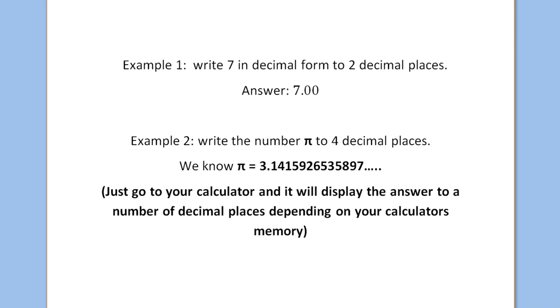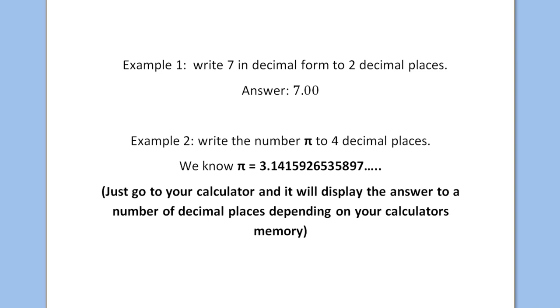Example 1. Write 7 in decimal form to 2 decimal places. The answer is 7.00. We only add 2 zeros because the question says write it to 2 decimal places. If it said 3 decimal places, we would have 3 zeros, 7.000. You can have as many zeros as you like, but we only require 2.